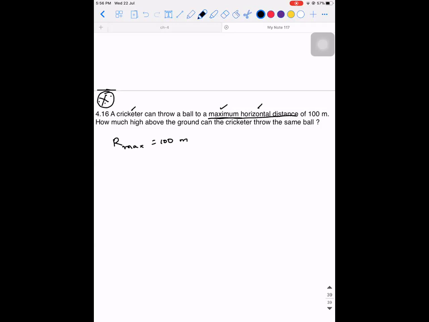What else is not given? The initial velocity is not given. So u square divided by g is equal to 100, which implies u square is equal to 1000 meter square per second square. Let this be equation number 1.